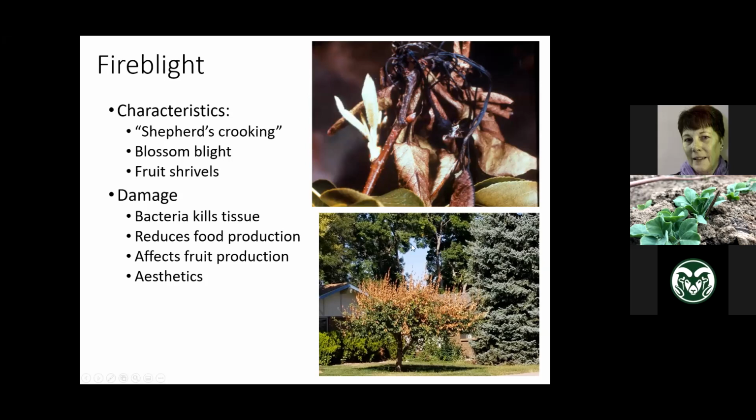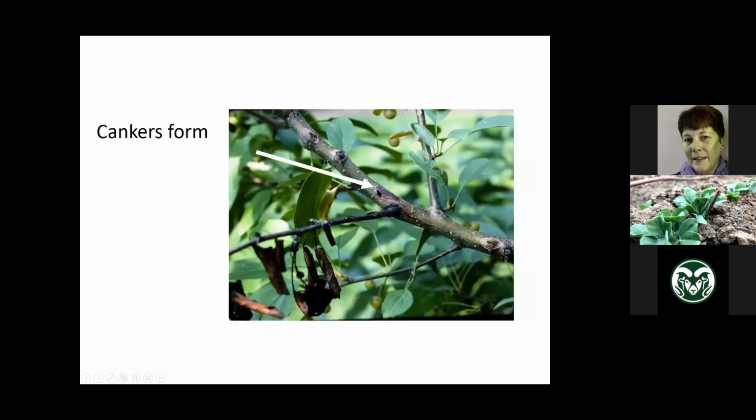So the characteristic shepherd's crook looks like this. You get the blossom blight, lack of fruit production, or the fruit just shrivels up. And the bacteria actually kills the tissue and it reduces food production. So the aesthetics look bad. Of course, nobody wants to look at a dying tree. Fire blight can, excuse me, produce cankers that you can see right here. You can see the canker margin where this arrow is pointing, and then the canker margin down here. And then this is the blighted twig.